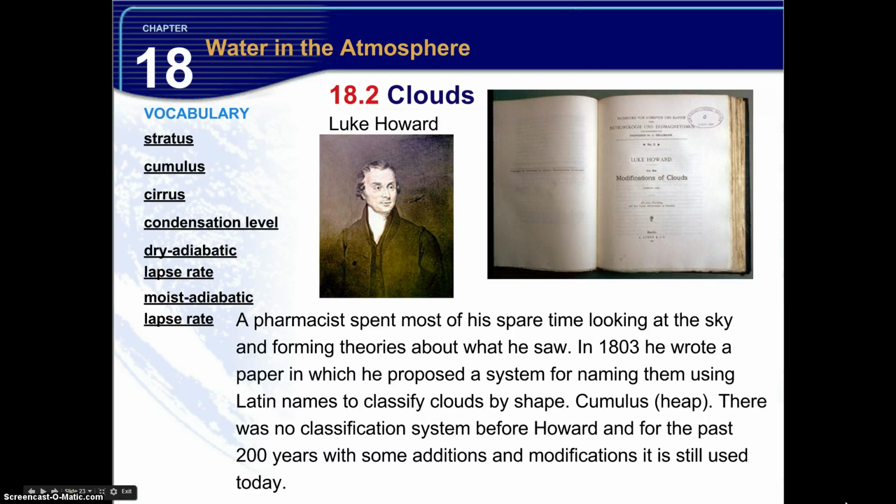Now, Luke Howard was a pharmacist, and his hobby was looking at the sky, and he developed theories about what he saw. In 1803, he wrote a paper in which he proposed a system for naming clouds using Latin names to classify them by shape. Cumulus, meaning heap, for example. There was no classification system before Howard, and for the past 200 years, with some modifications and additions, it's still being used today.